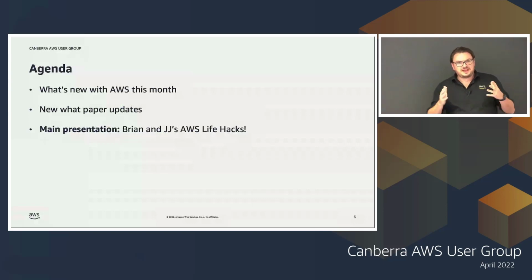But anyway, let's progress. This evening, what are we going to be covering off? We're going to be going through our usual run of what's new in AWS. We'll be talking about some of the recently released white papers, if you like to nerd out on written words. And then the main presentation this evening is myself and JJ going through a slight format change. I suppose we wanted to do a bit of a session with lots of little interesting things as opposed to big grandiose ideas. And so we'll be talking about our AWS life hacks.